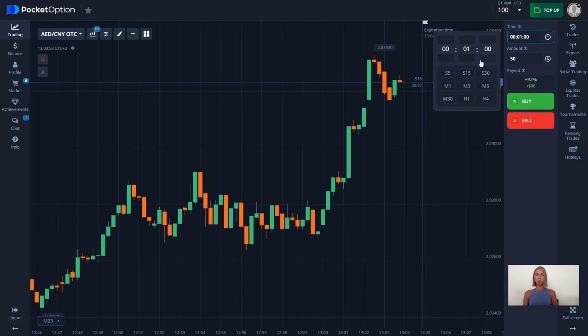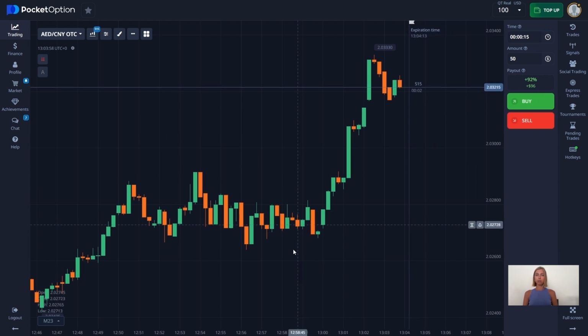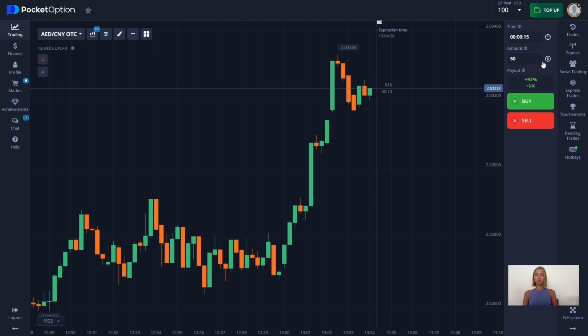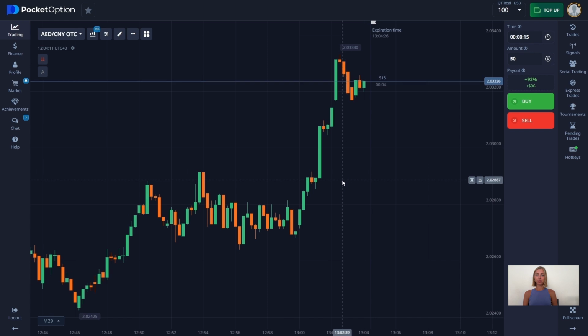Now let's change the time of our trade. Our trade time will be 15 seconds, that is the trade time will match our time frame. We have a 15-second time frame and the trade time is also 15 seconds. You set the trade amount based on your risk management. Now let's move on to trading.